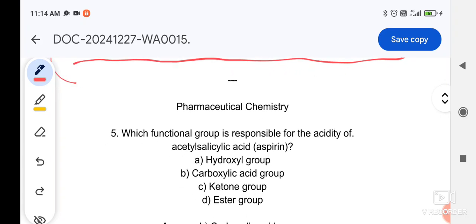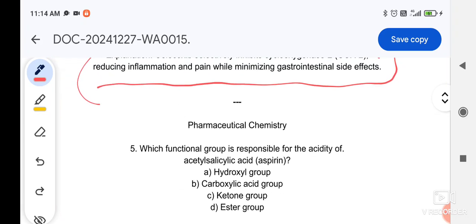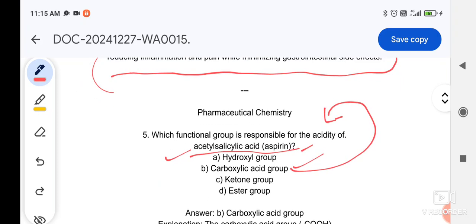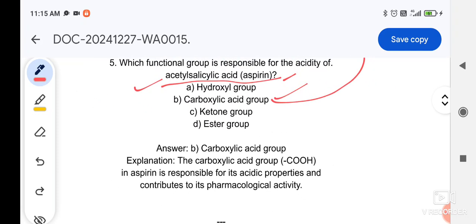Now we will go on to pharmaceutical chemistry. Which functional group is responsible for the acidity of acetylsalicylic acid, aspirin? Option A is hydroxyl group, option B is carboxylic acid group, option C is ketone group, option D is ester group. So the correct answer is carboxylic acid group. The carboxylic acid group is responsible for the acidity of acetylsalicylic acid, that is aspirin, and the reason is that the carboxylic acid group, that is the COOH group in aspirin, is responsible for its acidic property and contributes to its pharmacological activities.